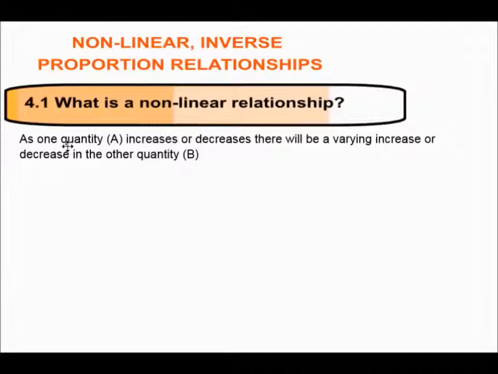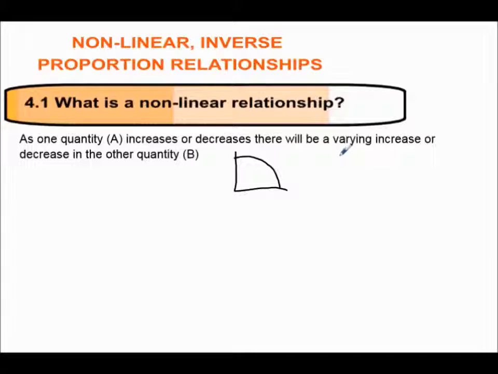By definition, it is described as, as one quantity A increases or decreases, there will be a varying increase or decrease in the other quantity. We saw an example of this in paying off a loan and the interest. As the months increased, less and less had to be paid off.